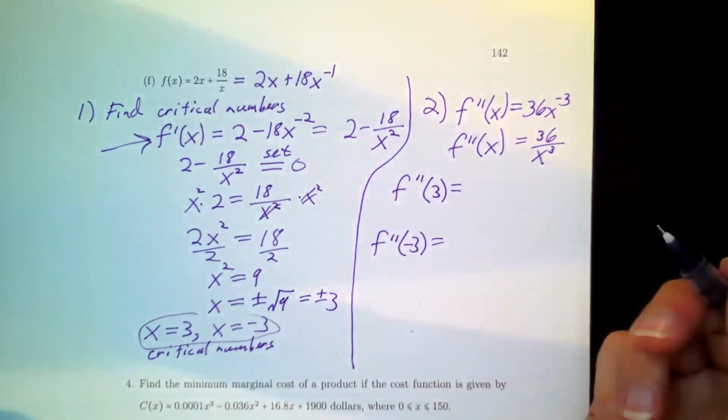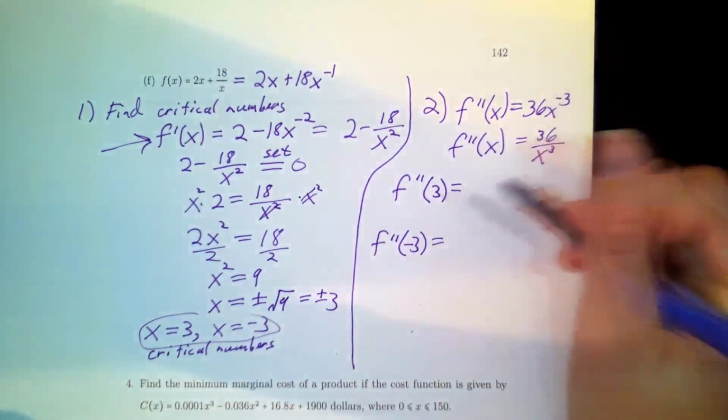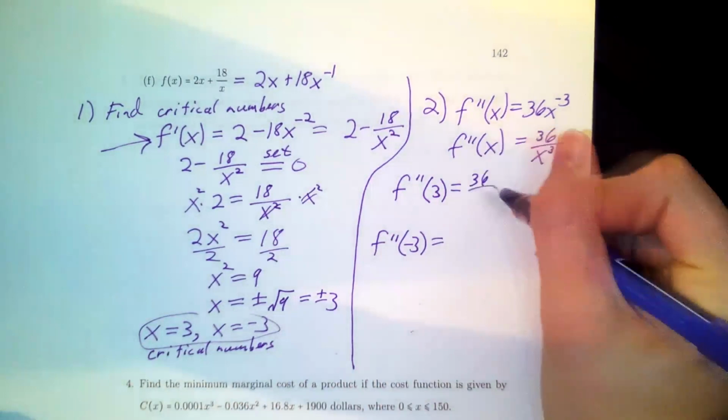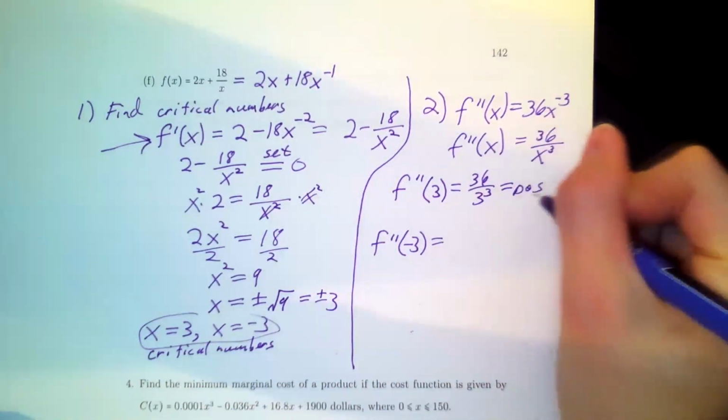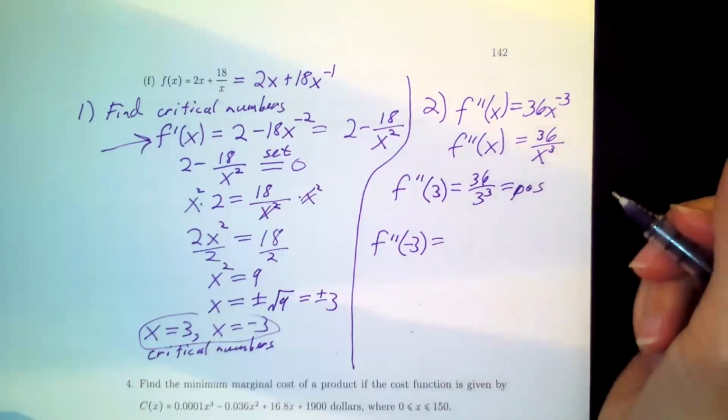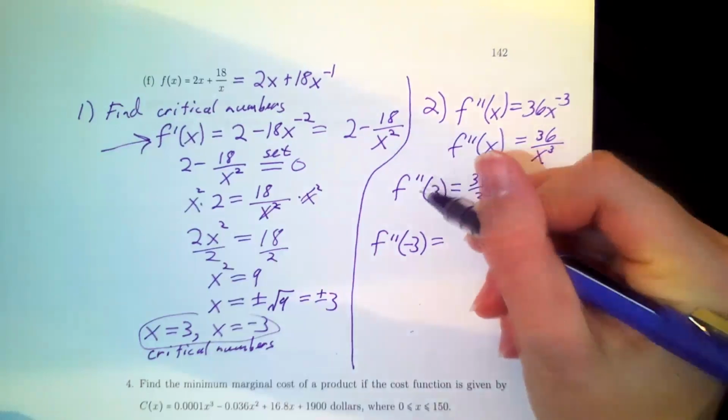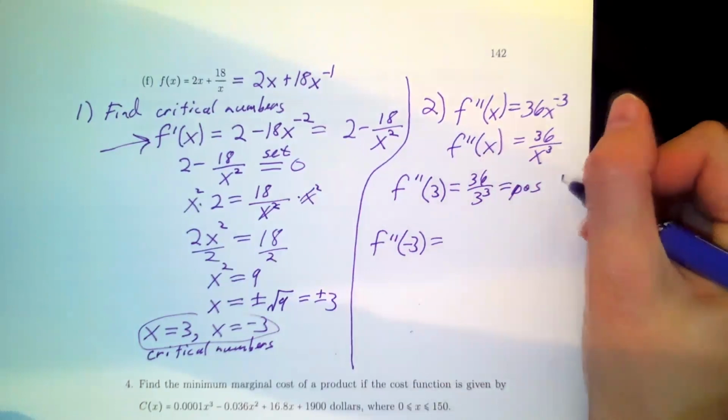And let's see what I get. If you plug 3 into this, 36 over 3 cubed, that looks like a positive value to me. I'm supposed to draw a conclusion from that. Positive value from the second derivative means what? It means your function's concave up.